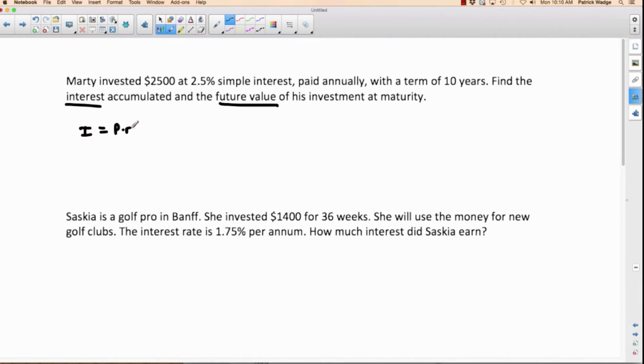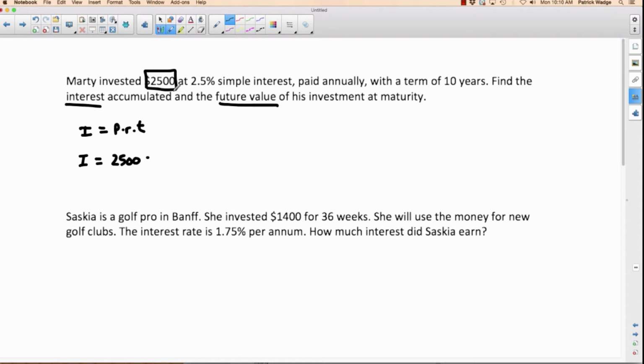I equals P times R times T. Do we know the interest? No, that's what we're trying to figure out. Do we know the principal? Yeah, that's the amount of money that you put into the bank. Well, he invested $2,500, so that's our principal, $2,500.